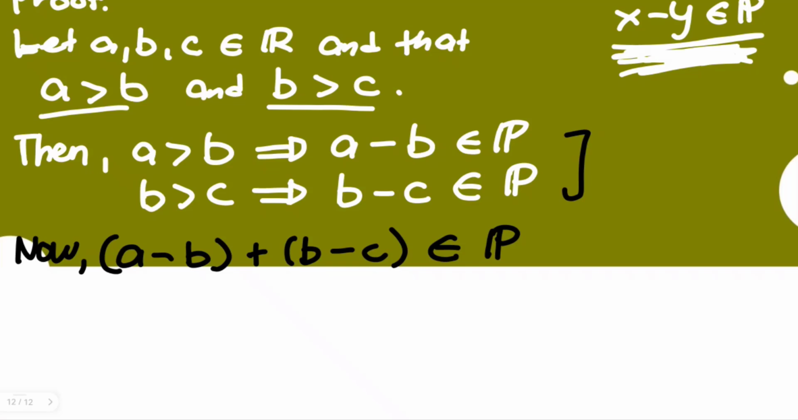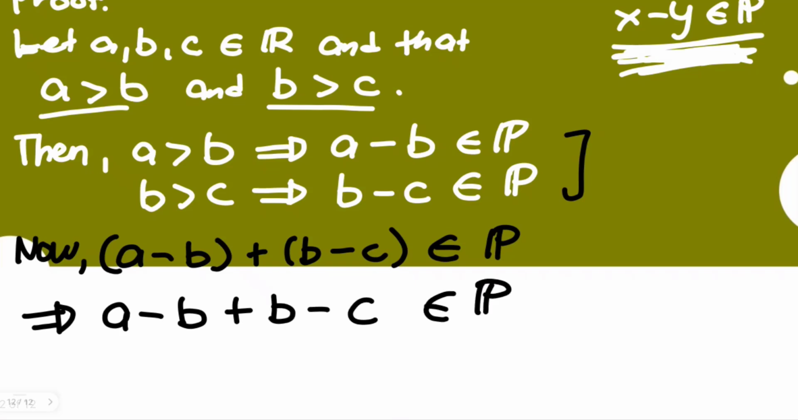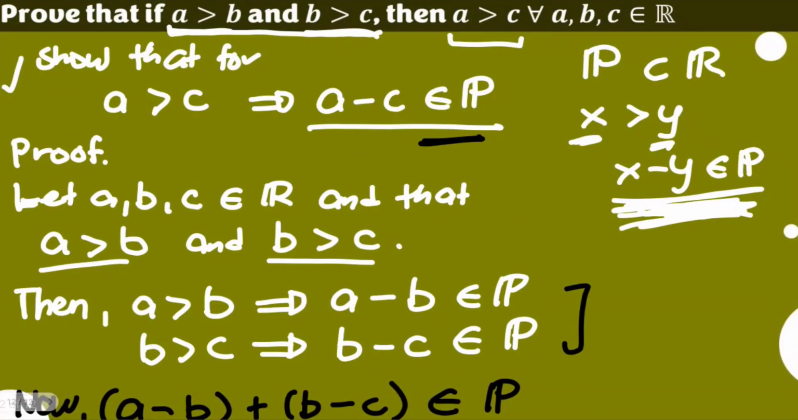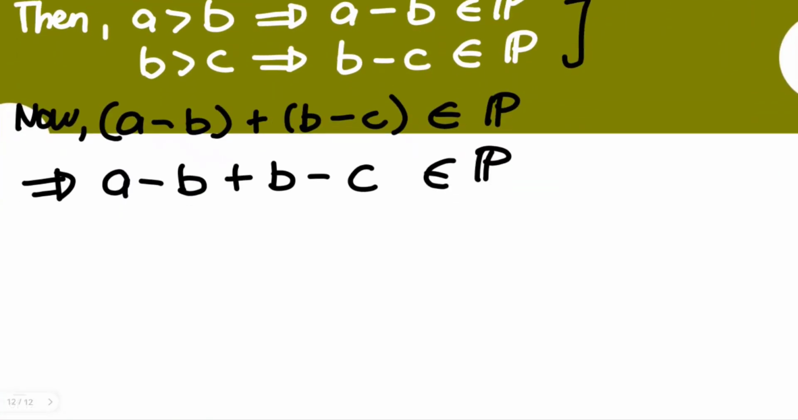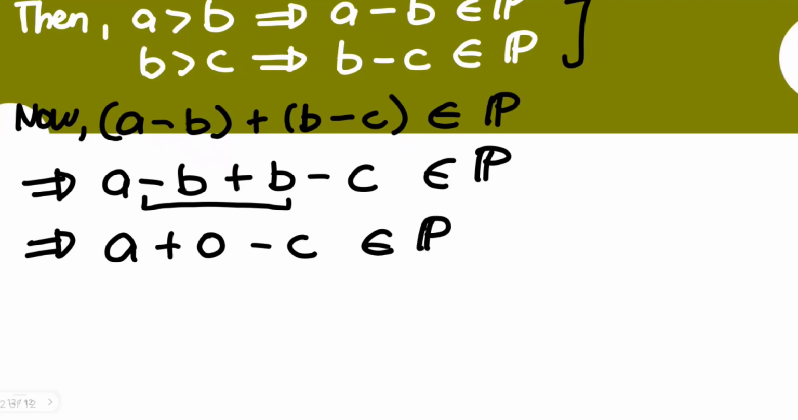Now, let us try to break down the grouping symbol. So you have here A minus B plus B minus C is still an element of positive real numbers. Let us not remove this because we intended to show this relationship later. Once you look into that, notice that we have inverses. If we add them, that's A plus 0 minus C, still an element of positive real numbers. Removing 0 in the middle, you have A minus C, an element of positive real numbers.